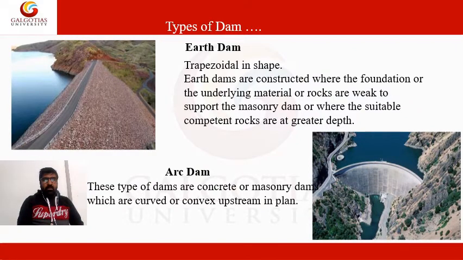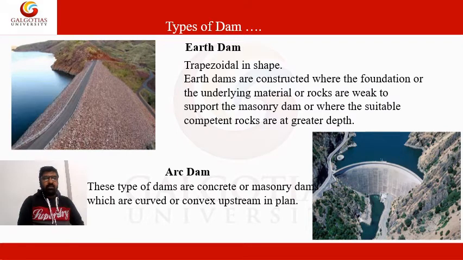In types of dams, let us start with earth dam. They are trapezoidal in shape. Earth dams are constructed where the foundation or the underlying materials or rocks are weak to support the masonry dams, or where the suitable competent rocks are at greater depth. Earth dams are relatively smaller in height and broad at the base. They are mainly built with clay, sand and gravel. Hence they are also known as earth-filled dam or rock-filled dam.